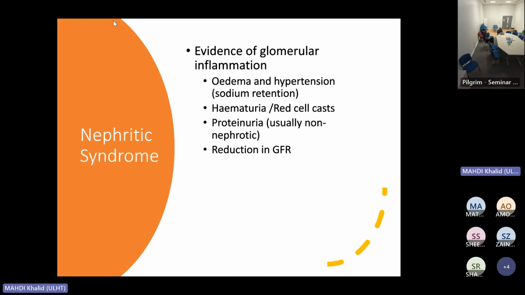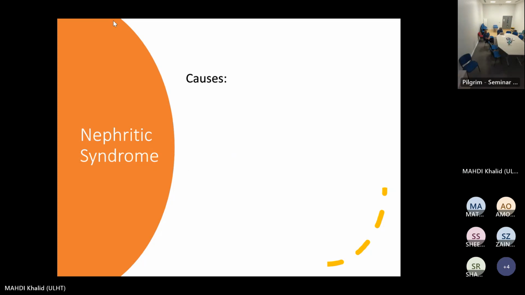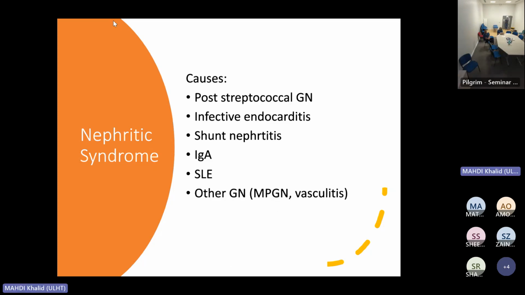So there is evidence of glomerular inflammation, through proteinuria and hematuria with fluid retention and hypertension. Causes: post-infection is the commonest, but it can also be attributed to SLE and IgA nephropathy, which can present with nephritic syndrome.